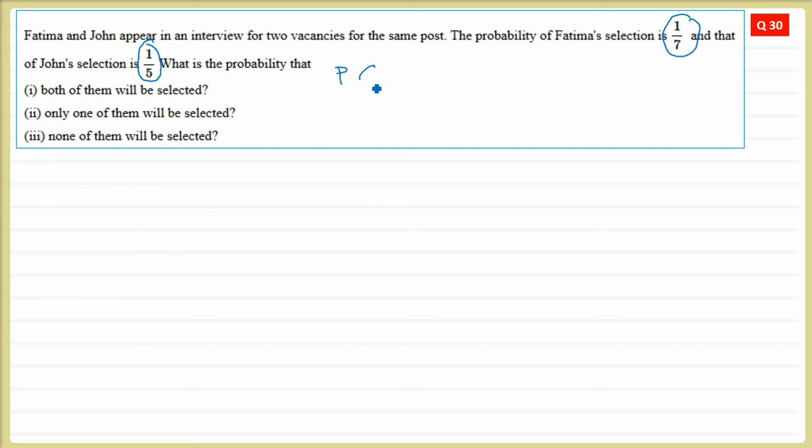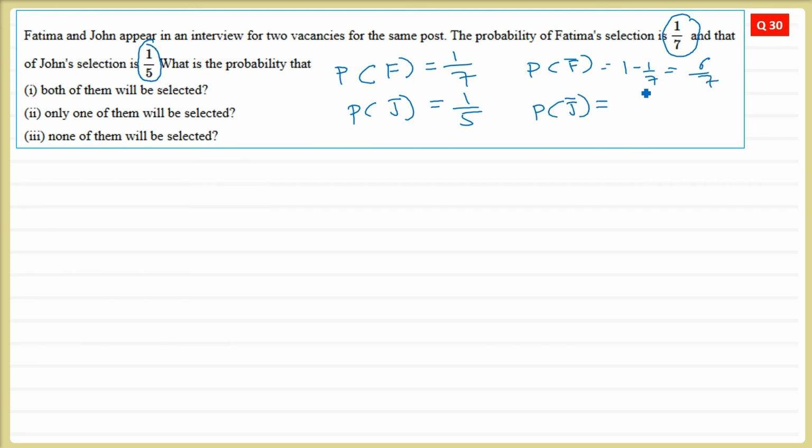So the probability of Fatima, let's call it PF or PA, it's 1 by 7. Probability of J wins, let's call it PJ or PB, it's 1 by 5. So probability of Fatima not making it to the interview, meaning not getting successful, is 1 minus 1 by 7, which is 6 by 7. Probability of John failing in the interview is 1 minus 1 by 5, which goes 4 by 5. We are going to employ this in this question.